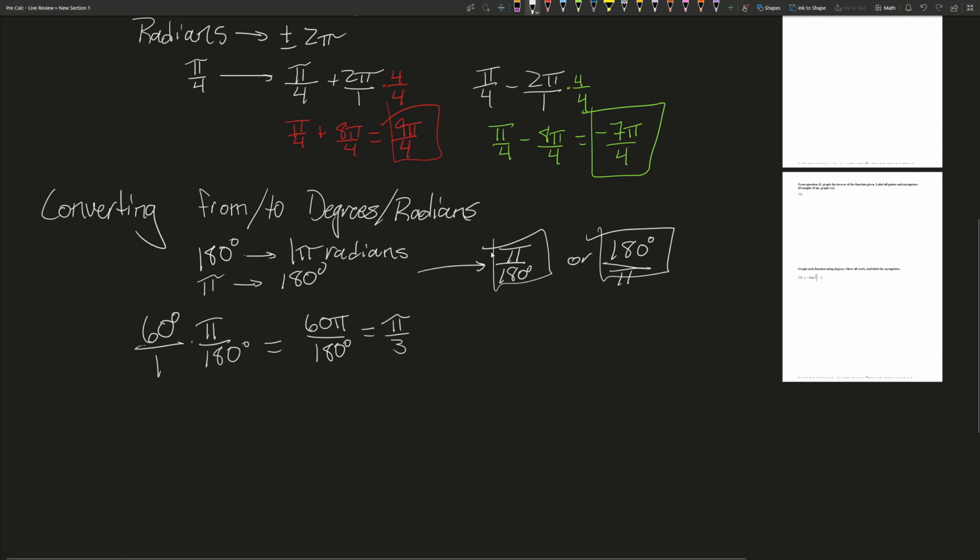If we have radians, something like pi over 4, and we want to convert that to degrees, instead of pi over 180 we multiply by 180 over pi. When we do that, we get 180 pi over 4 pi. The pi's cancel, so we get 180 over 4, which is equal to 45.